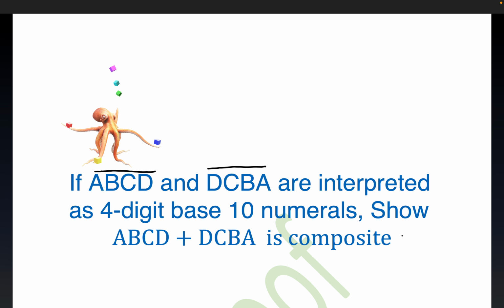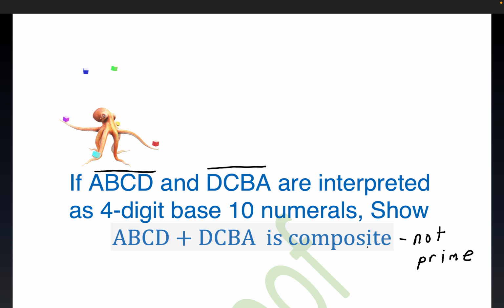Composite is, I guess, a synonym for not prime. That means it contains a divisor between 1 and the number itself. For example, 6 is composite. It's equal to 2 times 3. Okay. So composite and not prime mean the same thing.